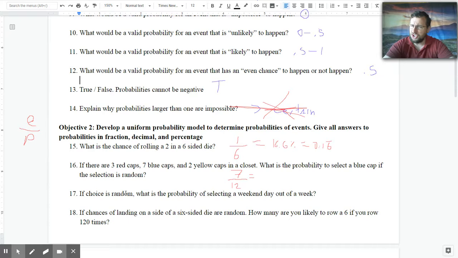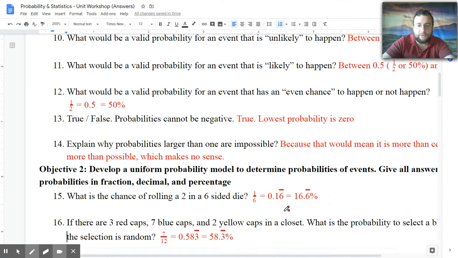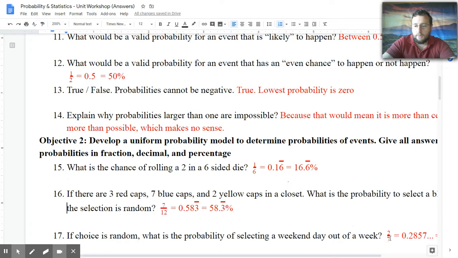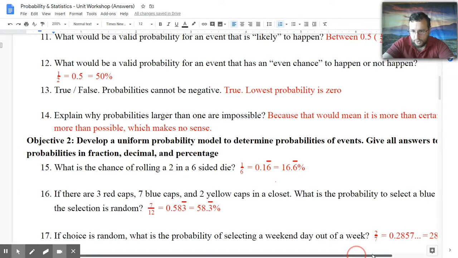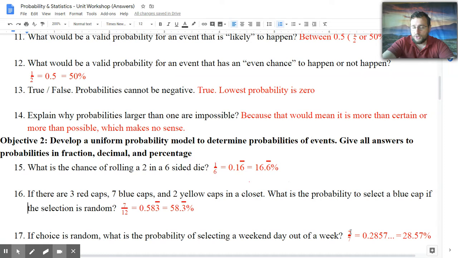17. If the choice is random, what is the probability of selecting a weekend day out of a week? So how many days are in a week? We have 7 days in a week. And how many weekend days are there? We have 2. So the probability of that would be 2 out of 7. That would be the same thing as 0.2857, which is also the same thing as 28.57%. So you just get the 2 and divide by the 7 in the calculator and then move the decimal twice to the right to get the percentage, right?